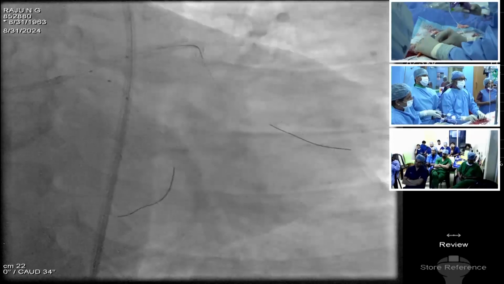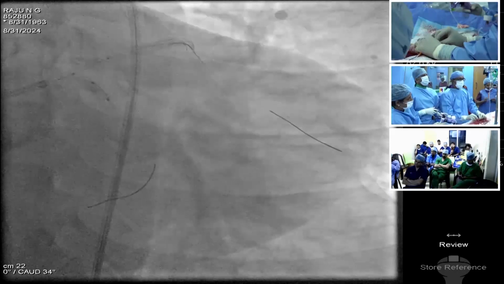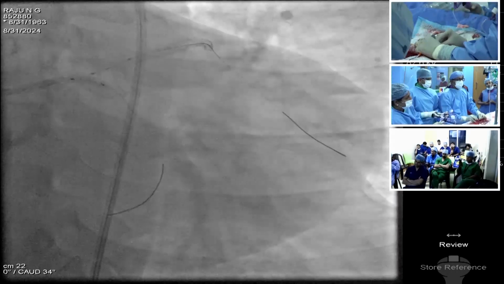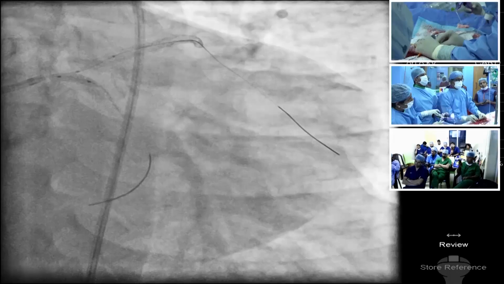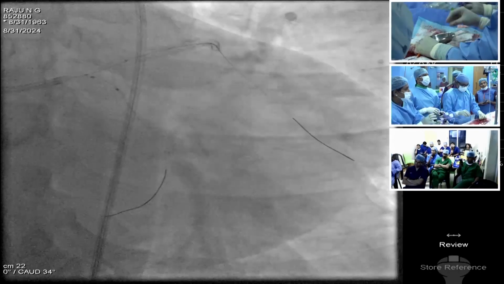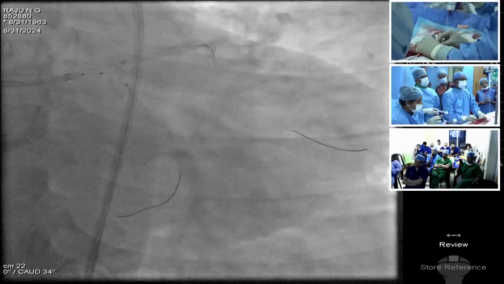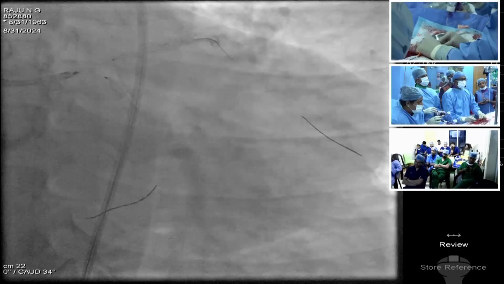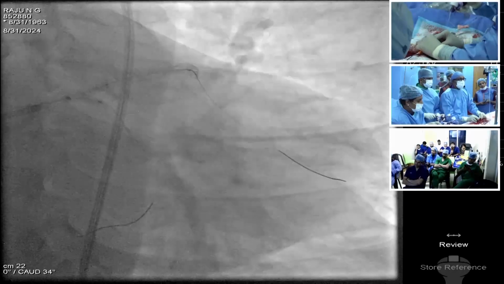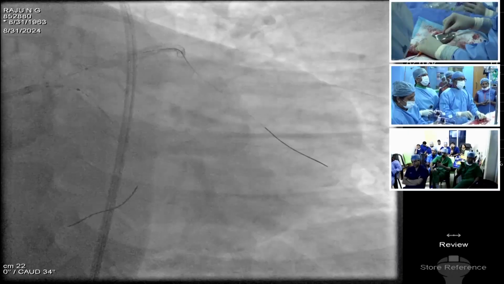Okay, there. Okay, 14, 16, 18. 16, 18. Negative. We'll again post dilate the circumflex ostia at 22. 22. Negative. Now we'll take both the balloons to 8 and 10. Once again, just hold on. Okay, 8. 8. 10. Negative.